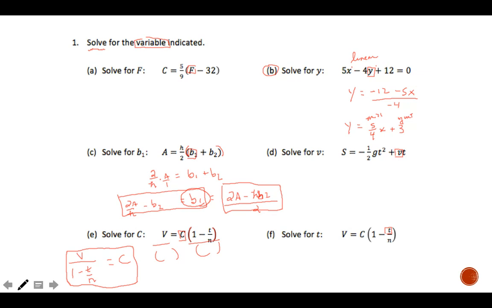So the first thing I'm going to do is work with the denominator only and get a common denominator. So I'm going to multiply by n over n there. So I have c is equal to v divided by n minus t on top of n. And then I'm going to use the definition of division and say that if v is divided by that fraction, that's the same thing as multiplying v by the reciprocal of that fraction. And remember, v is over 1, so I have v times n over n minus t.